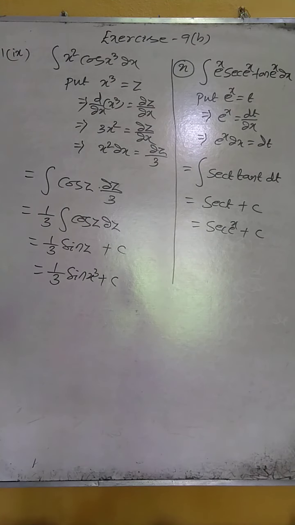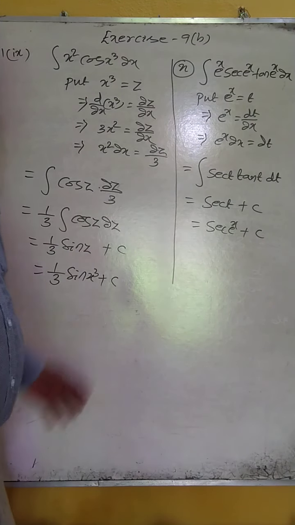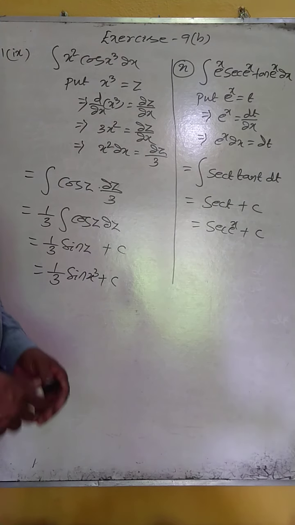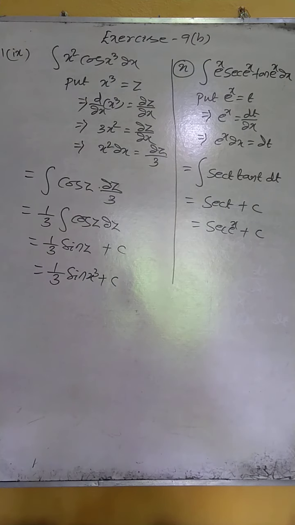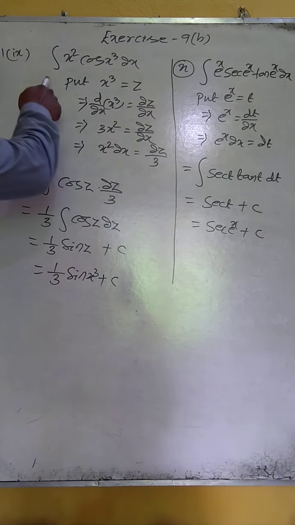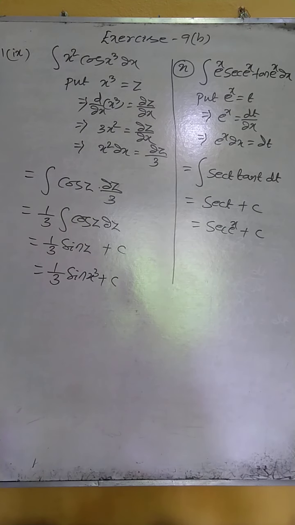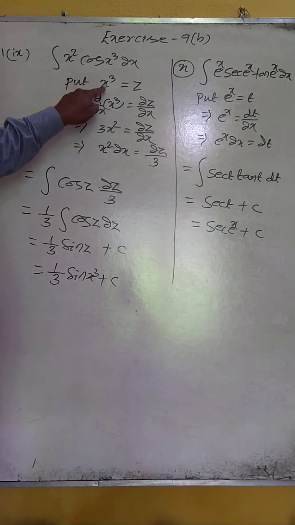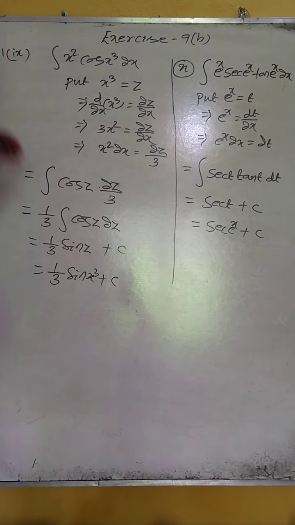Good morning. Today we discuss some problems of integration by substitution from your exercise 9B. First, number 1, integrate x square cos x cube dx. Here we put x cube is equal to z, another new variable z.